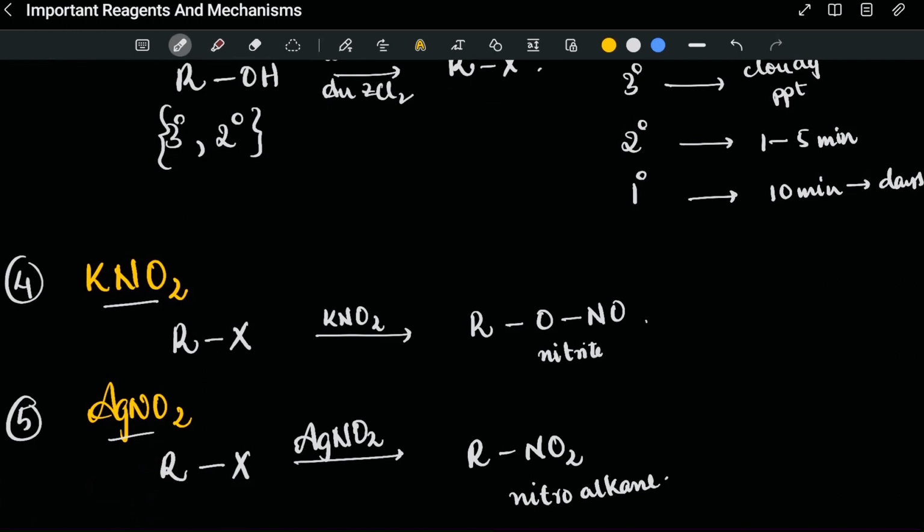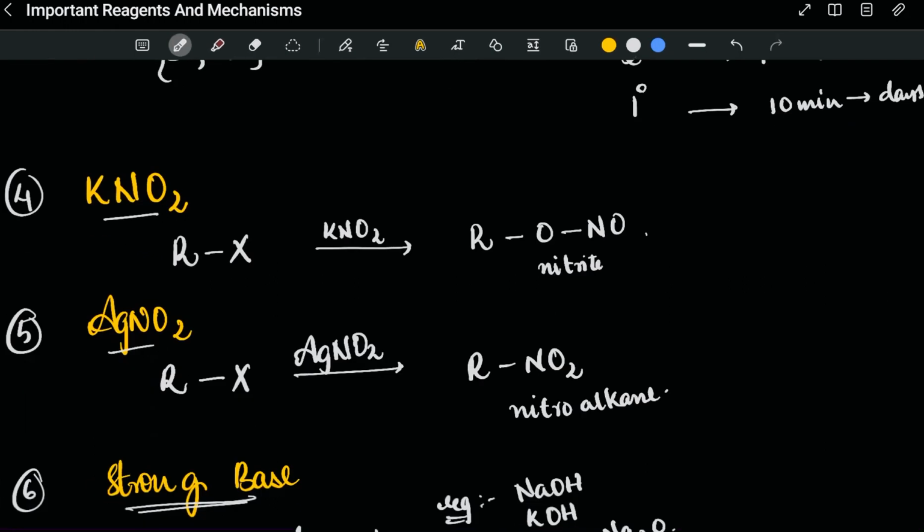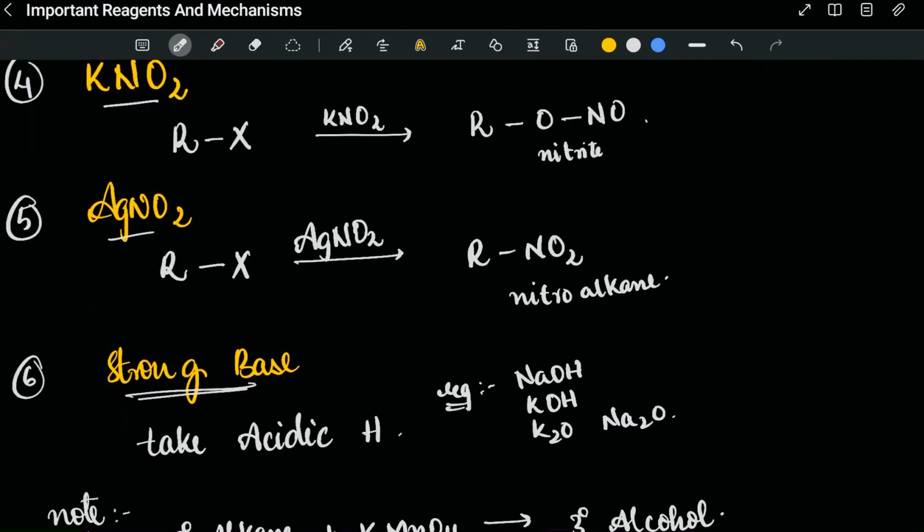Now, next one we have KNO2. KNO2 is a reagent which helps in forming nitrites. Whenever we are using RX in presence of KNO2, then we will get R-O-N=O, as you can see here. If we want a nitroalkane, then we can use AgNO2. Whenever we are using AgNO2, RX with AgNO2 will give us RNO2.